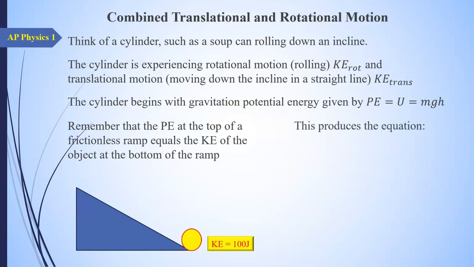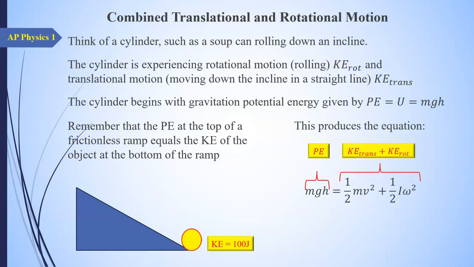So this produces the equation for this situation: mgh, the gravitational potential energy, equals the kinetic energy. There's the potential energy, mgh, and then 1/2 mv squared is the translational kinetic energy, and you simply add that to the rotational kinetic energy. Remember, kinetic energy is not a vector, so you don't need any sines and cosines here. You just add them straight up together, and you add those two energies, and that will equal the potential energy.